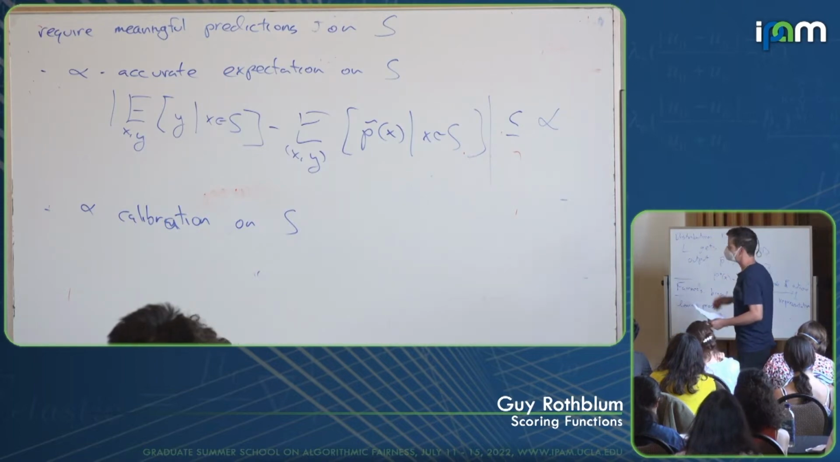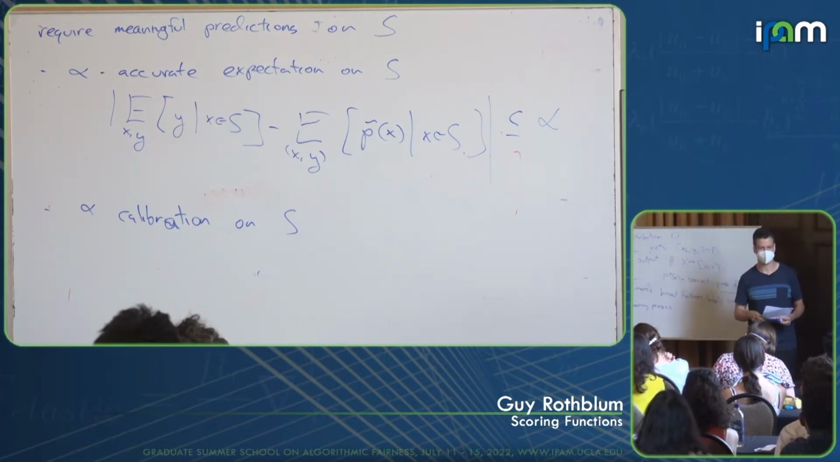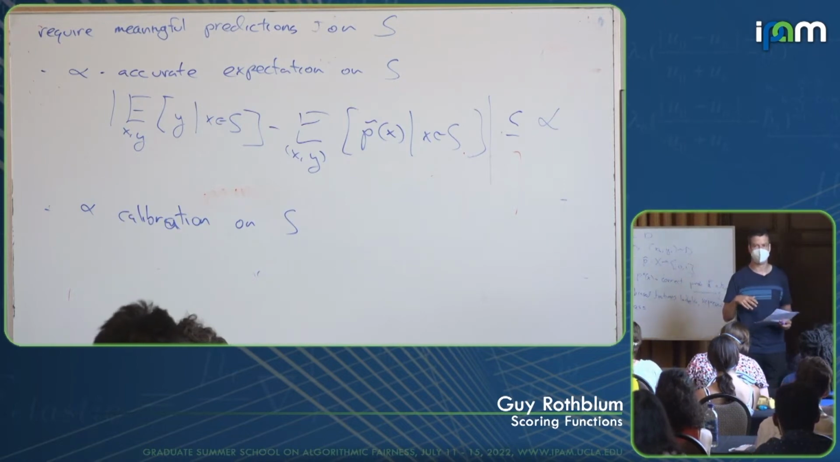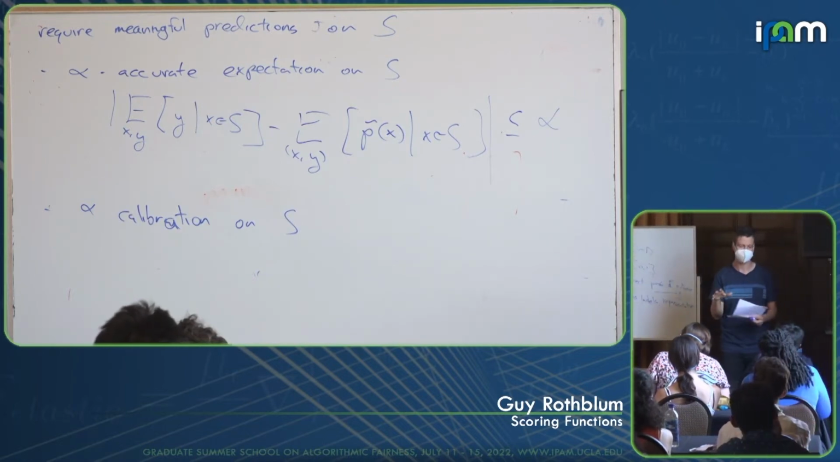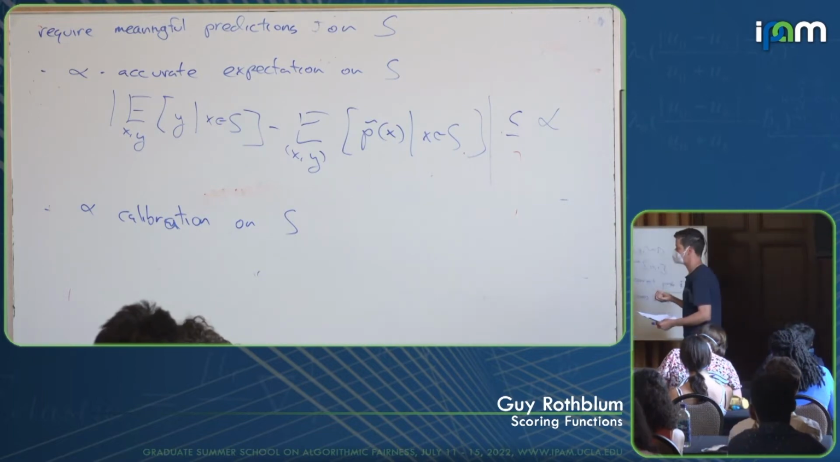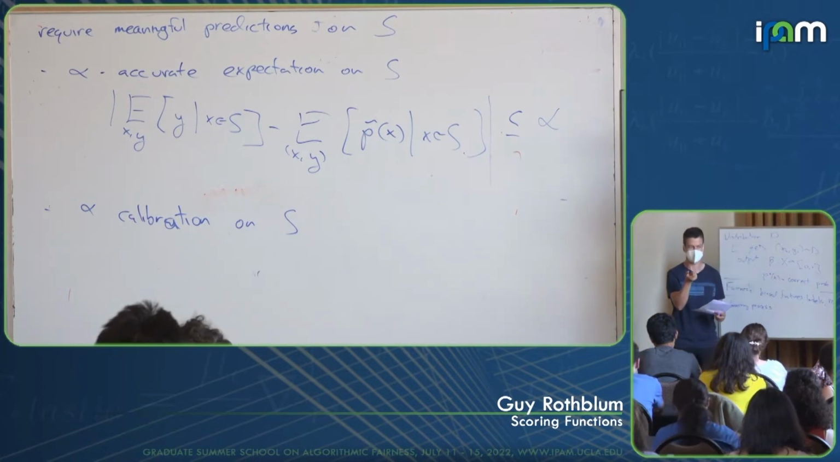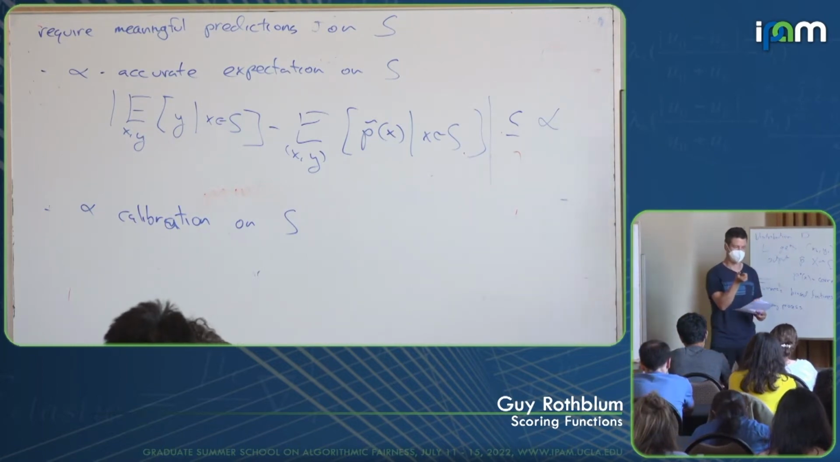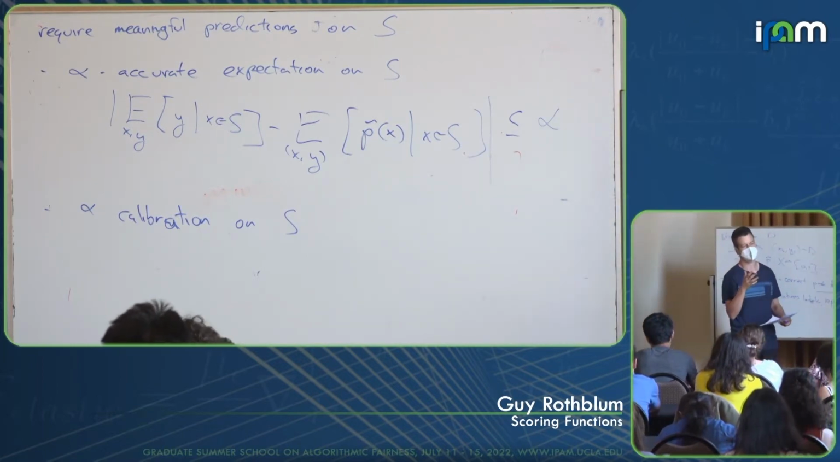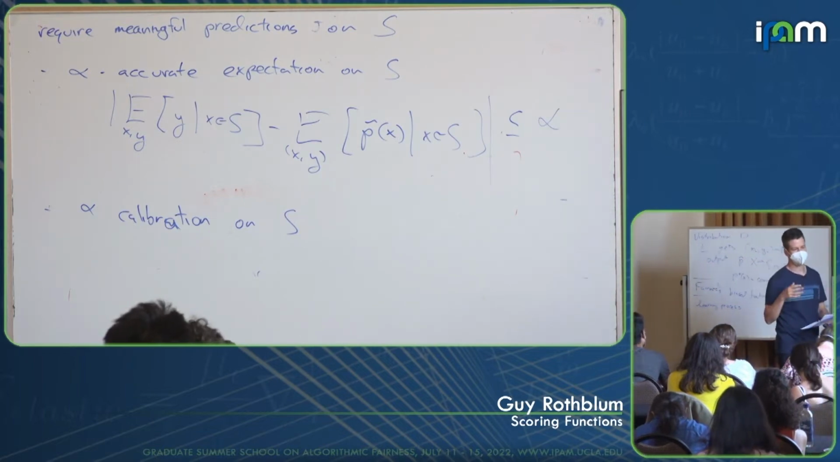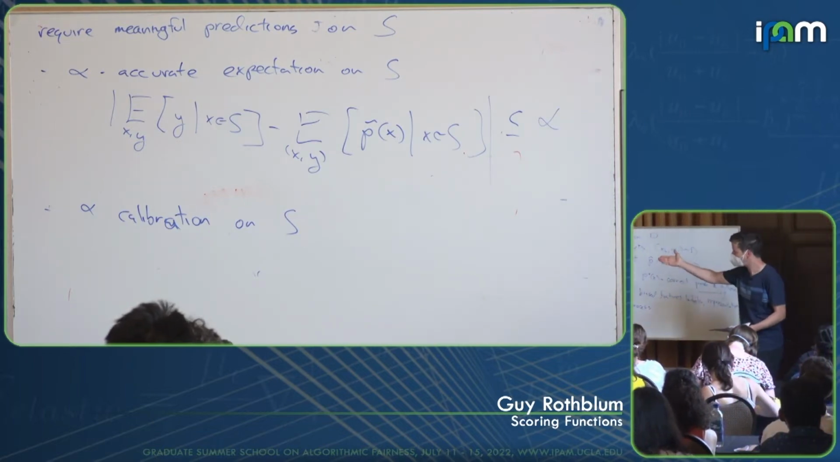So there's various ways of handling that. The way I will handle it today is by putting a lower bound on the size of the S's that we care about. I won't care about sets that have very, very tiny weight according to the distribution. So there will always be some lower bound tau on the weight of sets that I care about, and for sets that are that large, I will require that the expectation is alpha accurate.